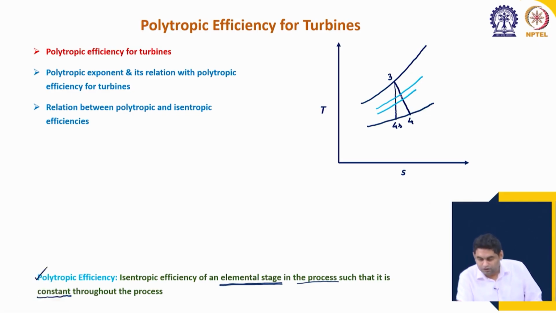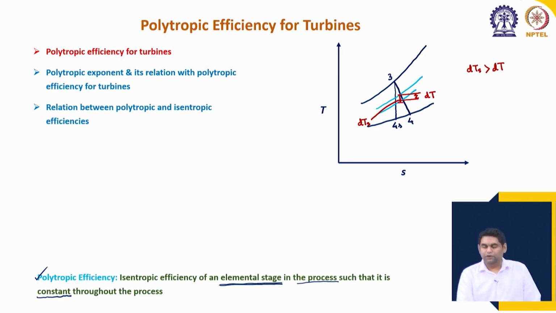In this case, going along the actual path, the temperature change is smaller than the ideal temperature difference. Let us say that the actual temperature difference is dT and the ideal temperature difference is dTs. dTs is greater than dT.